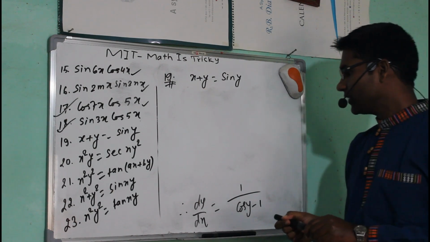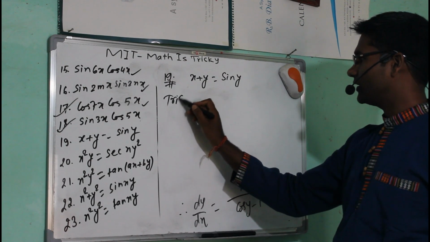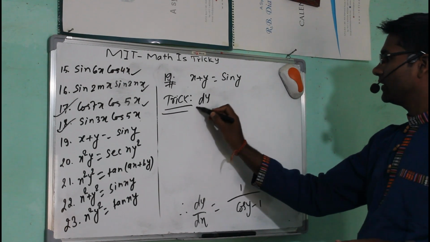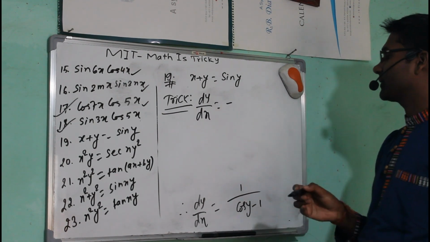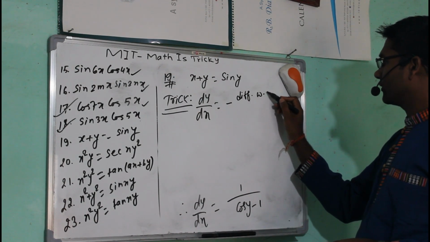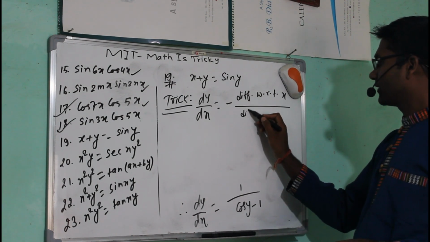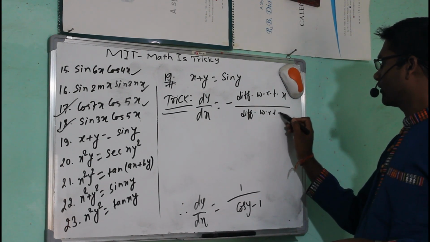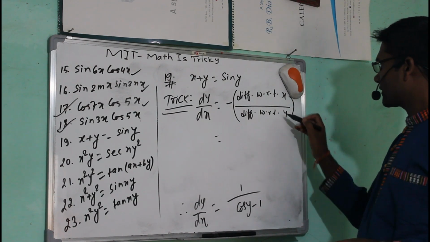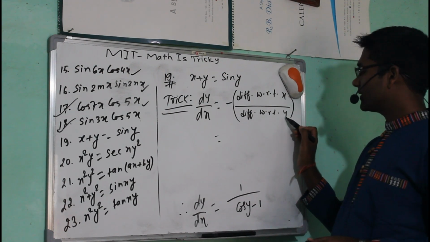For this type of problem we can solve within seconds. All implicit functions can be solved in this way. So always remember dy by dx equals minus the derivative with respect to x, divided by the derivative with respect to y. While differentiating with respect to x, all the others will be constant. While differentiating with respect to y, all others will be constant except y.